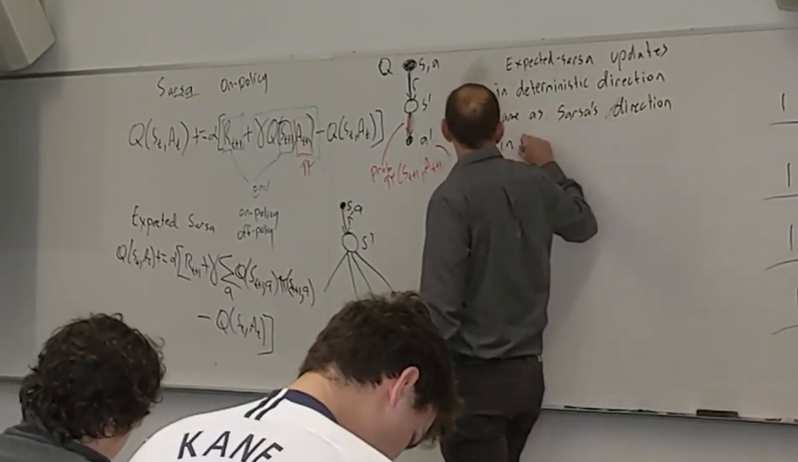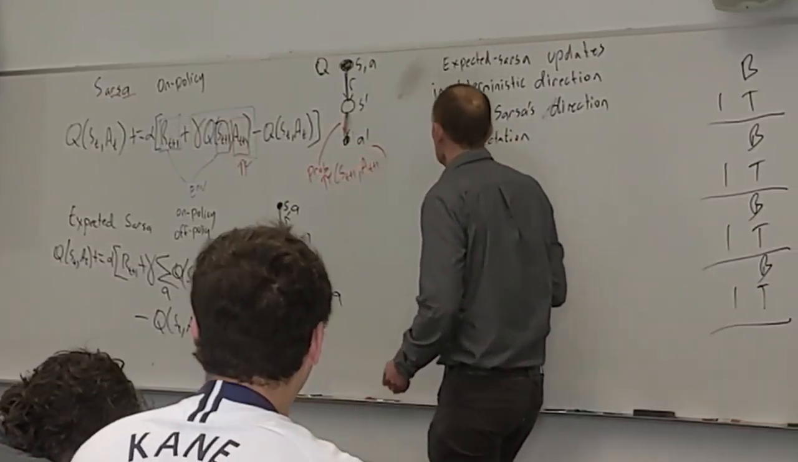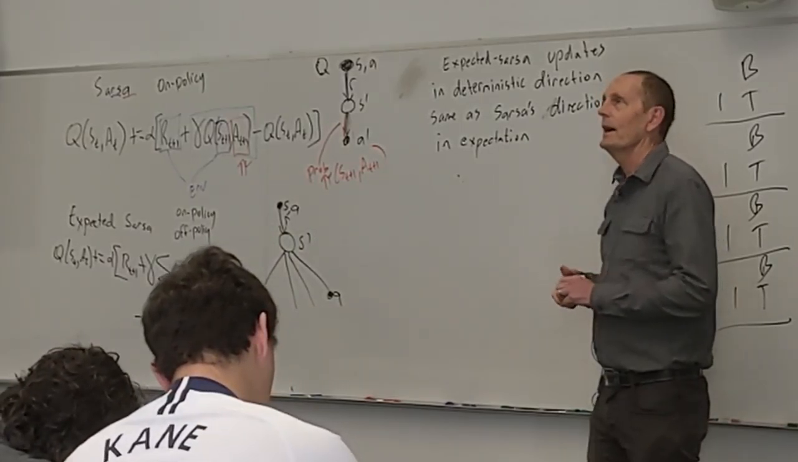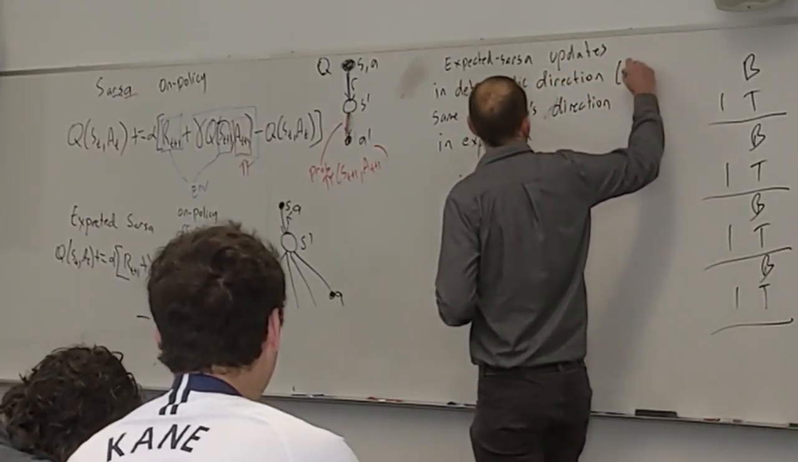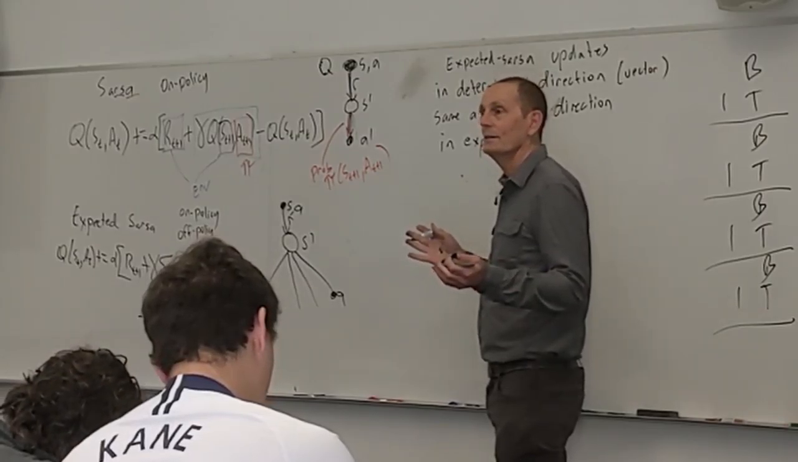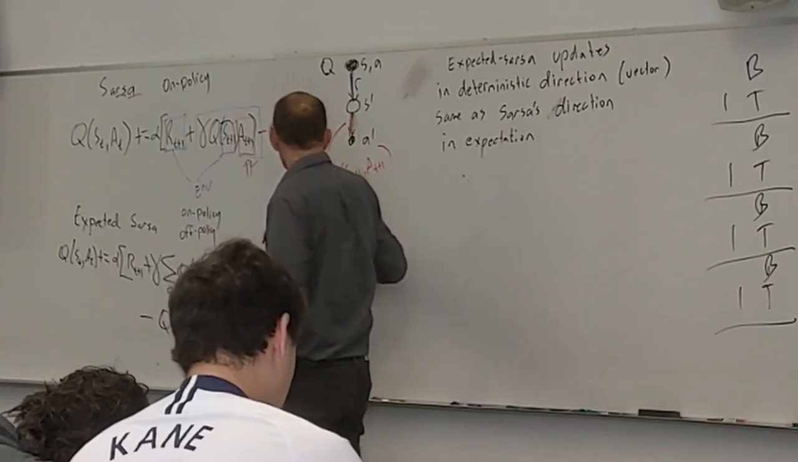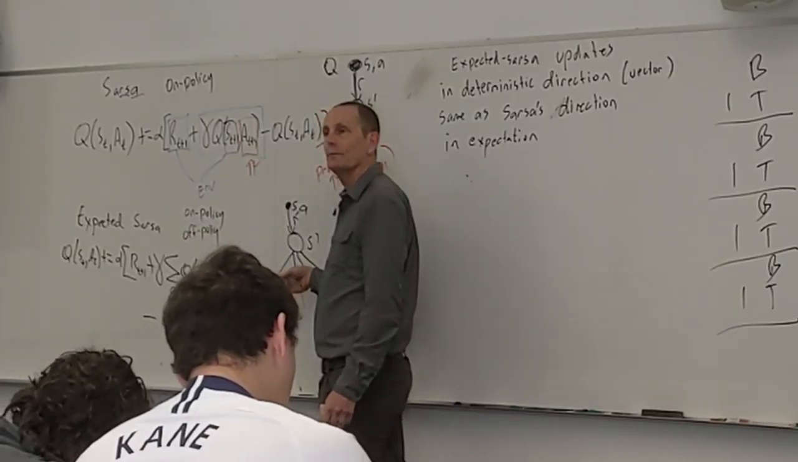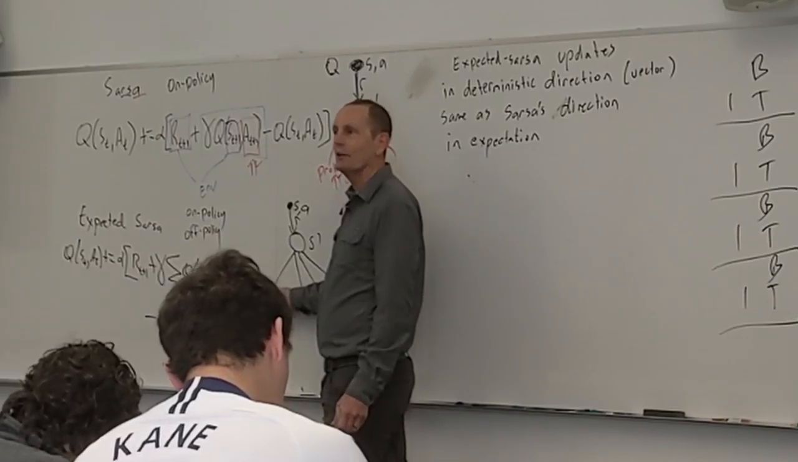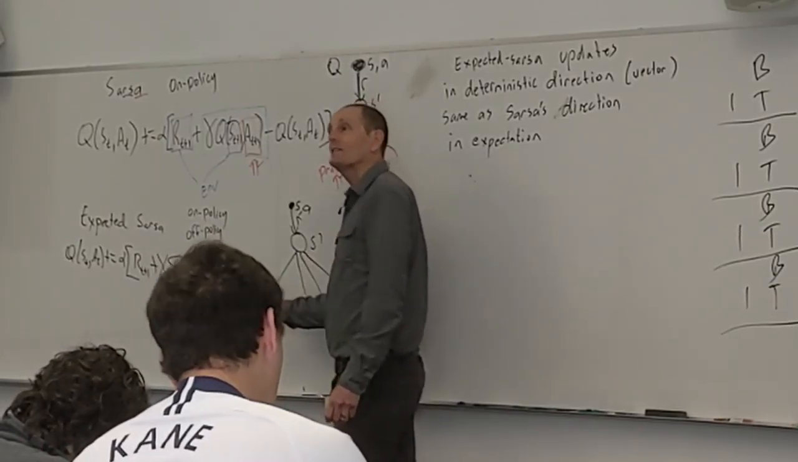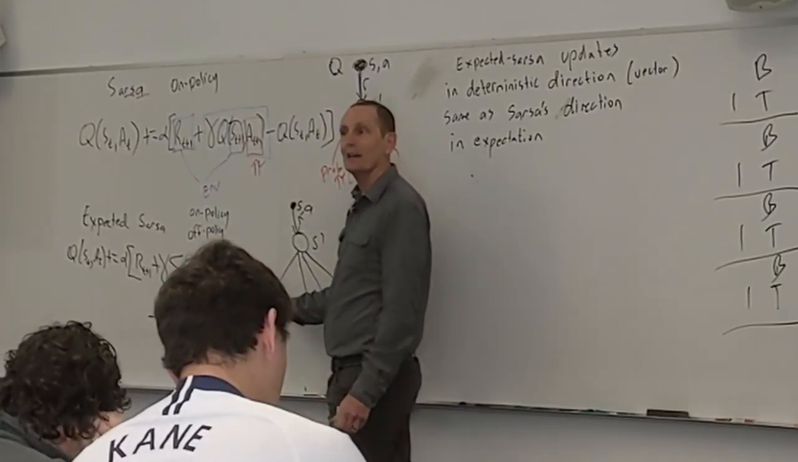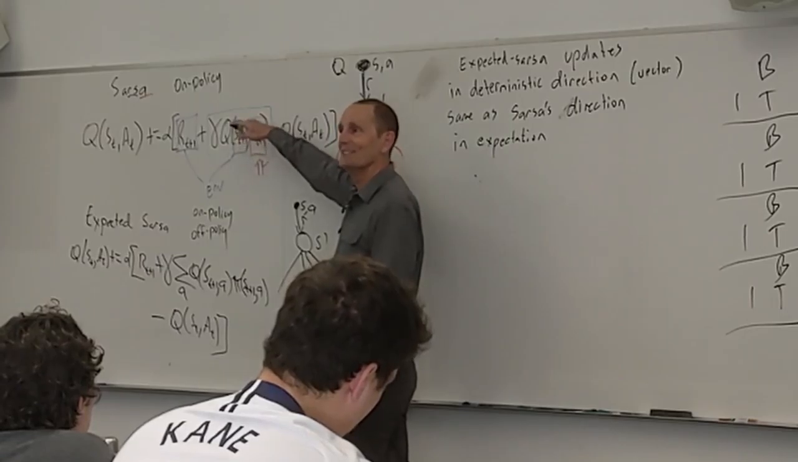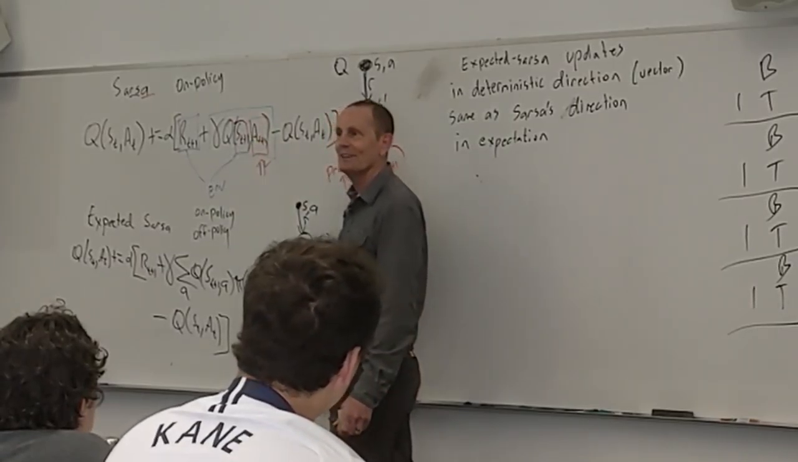So let's talk a bit about what expected SARSA does. Expected SARSA updates, like this update here, in what we'll call a deterministic direction, which is the same as regular SARSA's direction in expectation. What do we mean by direction? Well, I really actually mean not just a direction, I mean like a vector, the place that we're going.